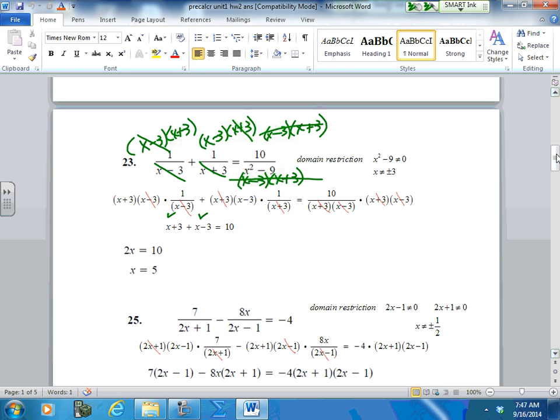Okay, this one had a variable in the denominator. So we set the denominators equal to 0. X plus 3 equals 0. X minus 3 equals 0. So we know we can't use plus or minus 3. So when your answer comes out, if that is part of your domain restriction, it's not going to work. In this case, a 5 is perfectly fine. Then you can check it like you would any other equation to make sure the computation part that you did worked.